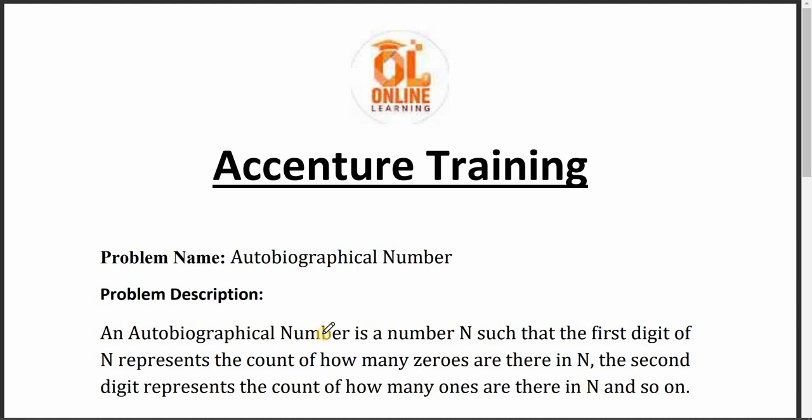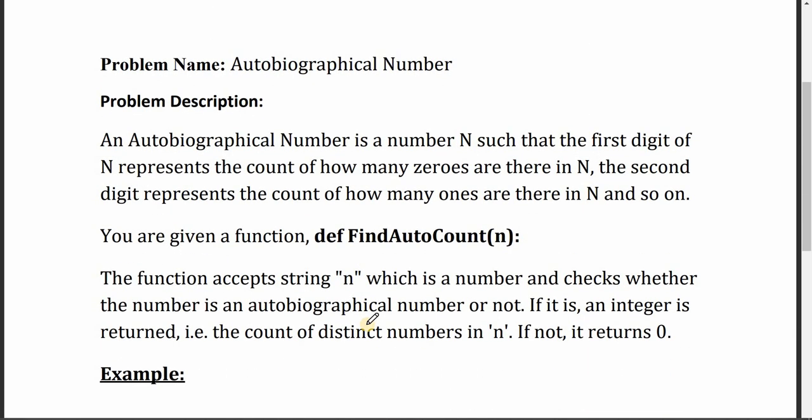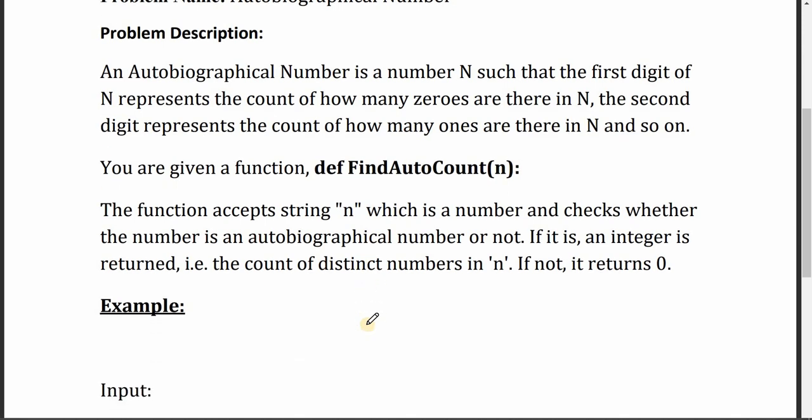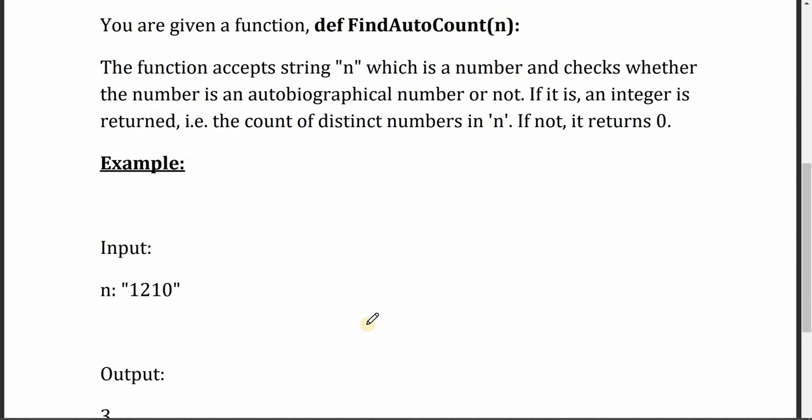Coming to the program description, an autobiographical number is a number n such that the first digit of n represents the count of how many zeros are there in n, and the second digit represents the count of how many ones are there in n, and so on. The function accepts string n, which is a number, and checks whether the number is an autobiographical number or not. If it is, an integer is returned, that is the count of distinct integers, and if not, it returns 0.